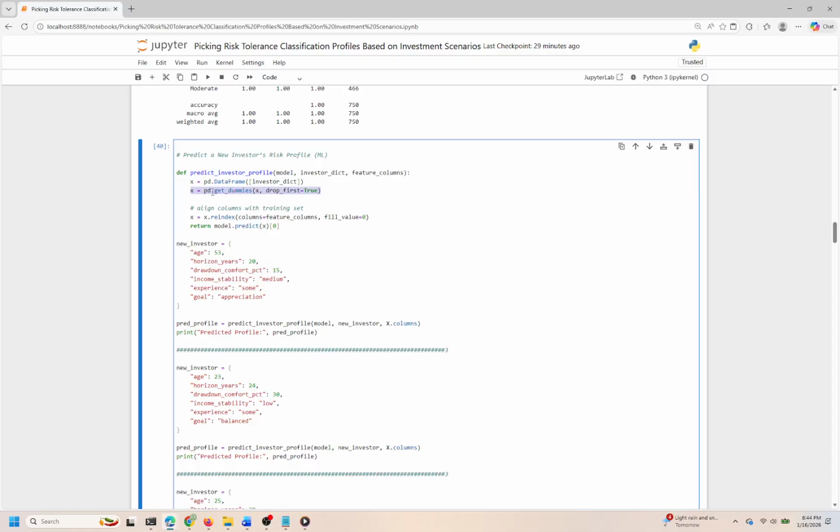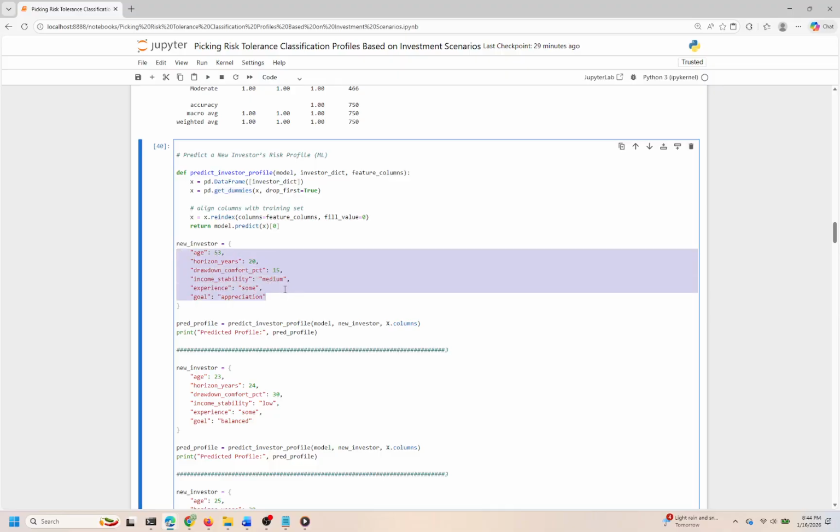This transformation allows the model to better utilize this data while ensuring that it aligns with the columns it had been trained on. After aligning the new investor's data with the feature columns of the training set, guaranteeing that any missing data is filled with zeros, the model is called upon to predict the risk profile. It returns a numerical representation of the investor's risk tolerance based on the input attributes. In our example, we evaluate 3 different investors, each with unique characteristics such as age, investment horizon, drawdown comfort percentage, income stability, experience level, and investment goals.